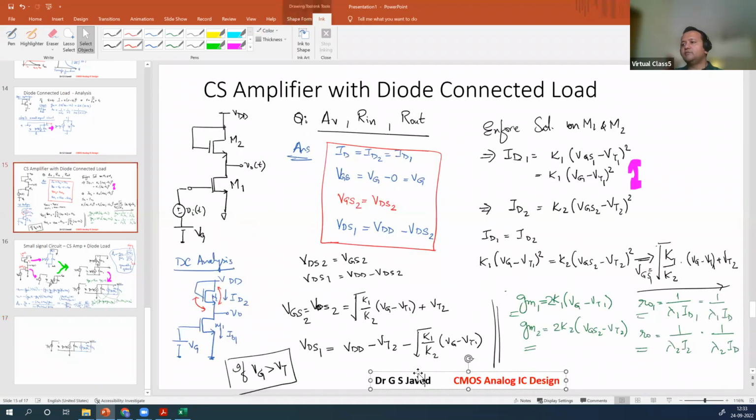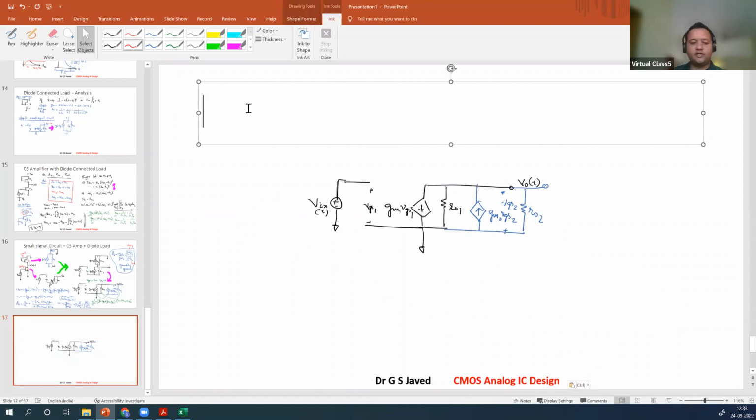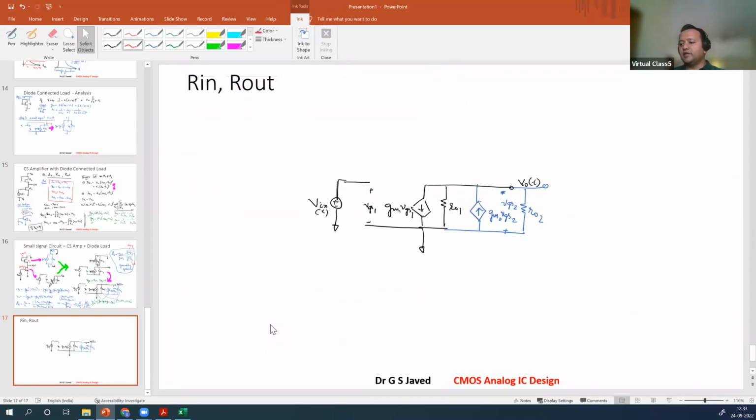So what will happen? When you reuse this structure, you need to find out R in, R out. How do you determine them? What is R in? R in is the effective resistance seen here. This is R in. What is R out? R out is the effective resistance seen here.